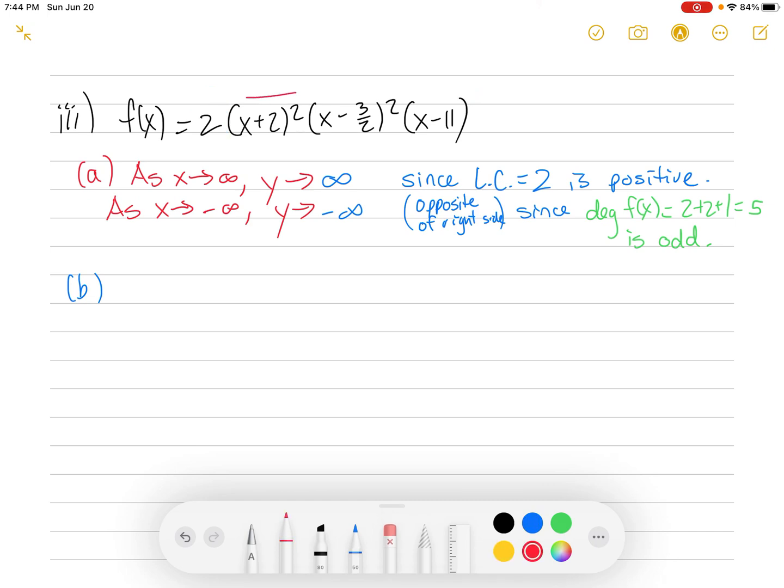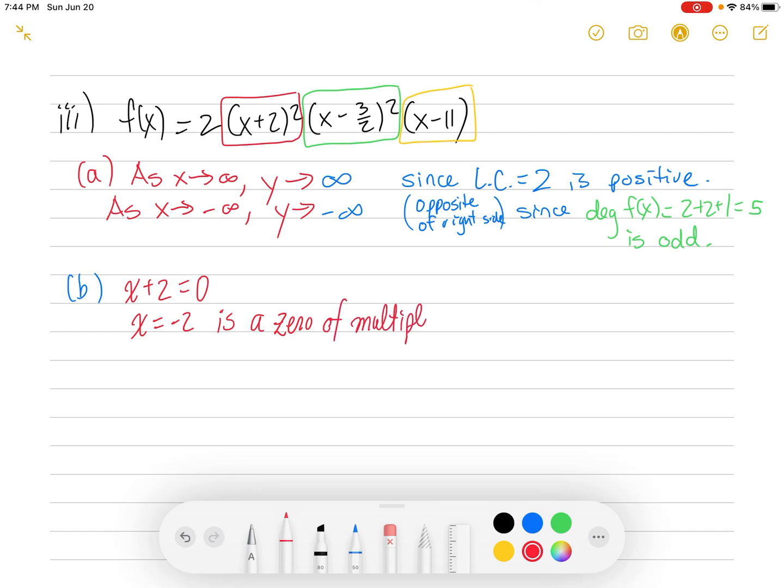So let's see, I'm going to call the first factor red, the second factor green, and the third one yellow. That'll be fine. For the first one, I'm going to take the factor without the power of 2 and set that equal to 0. I'm going to subtract 2 from both sides. I get x is -2, a 0 of multiplicity 2. Right, multiplicity 2, that's that power of 2 up above the factor, which is even.